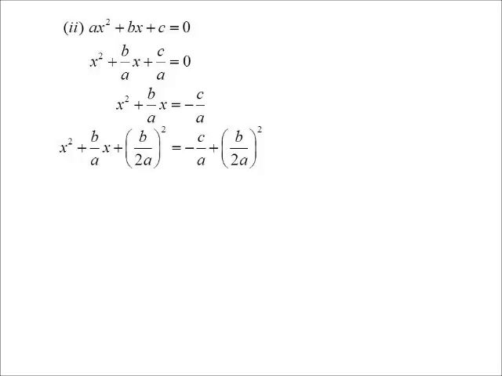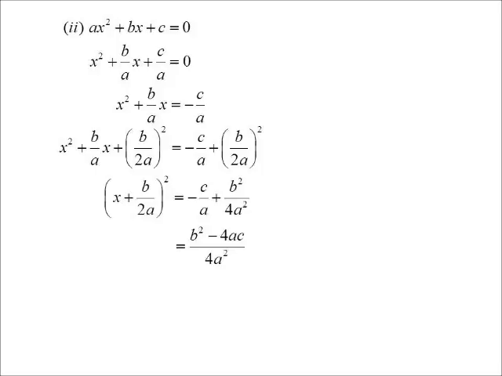Well, the first thing I'm going to do is make it monic. Ax squared's a bit messy. We like it just to be x squared when we complete the square. So let's divide everything by a. I will move the constant to the right-hand side. So that's now minus c on a. I'll add half the coefficient of x. Well, the coefficient of x is b on a, so half of that is b on 2a. But we'll add it squared.